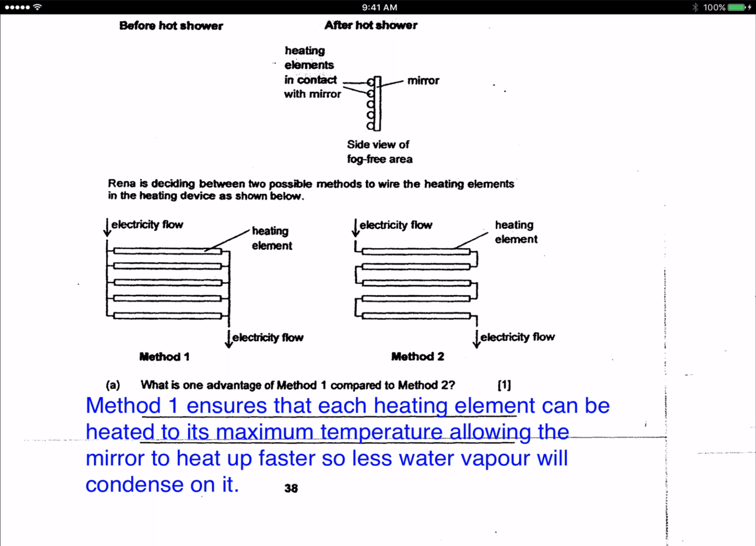Now this is series, this is parallel. Another advantage of parallel is that each one will be heated to the maximum temperature, so method 1 will heat up faster. Or another possible reason is that method 1 is parallel, so in case one isn't working, the rest can still work. Whereas for method 2, it is series, so if one breaks down, the whole system will break down.